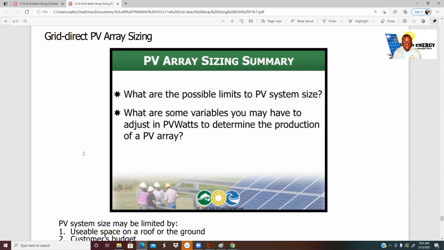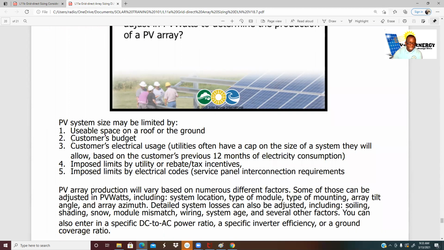PV array sizing summary. What are the possible limits to PV system sizing? What are some variables you may have to adjust in PV Watts to determine the production of a PV array? PV system sizing may be limited by usable space on the roof or the ground, customer budget, and customer electrical usage. Utilities often have a cap on the size of the system they will allow based on the customer's previous 12 months of electricity consumption. We did that.